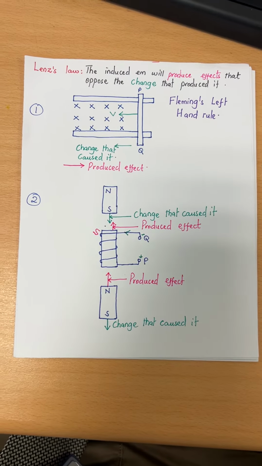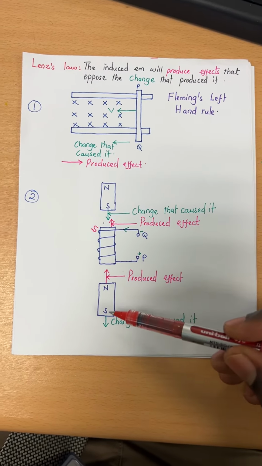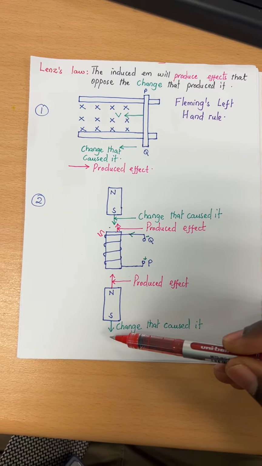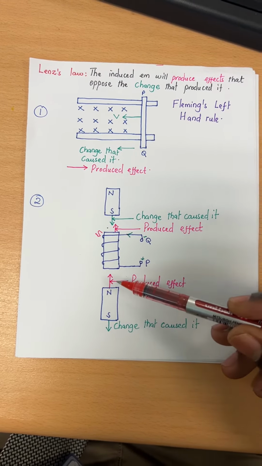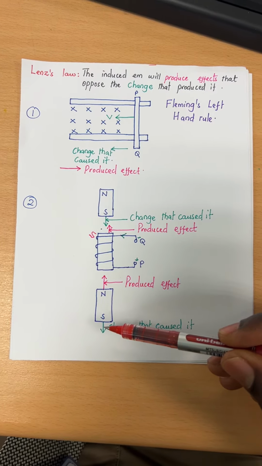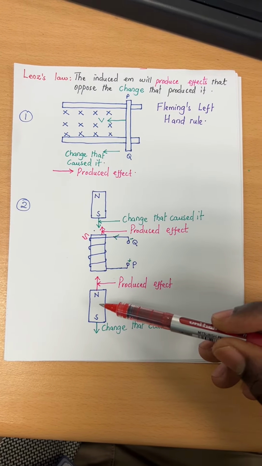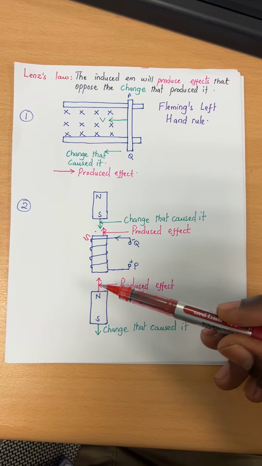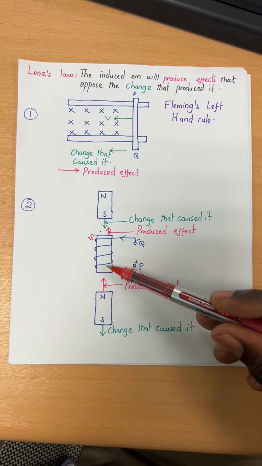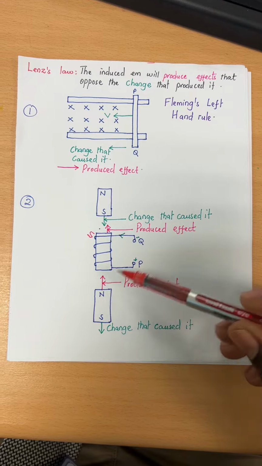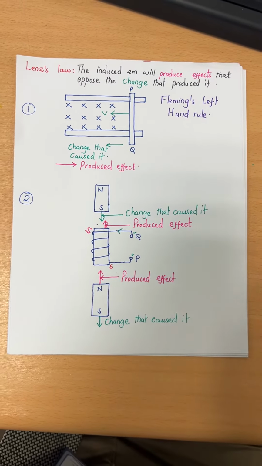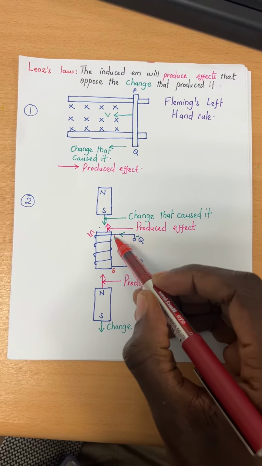Now let's look at the situation when it is down here. When it is down, the magnet is moving away, so that is the change that is producing it. The north pole is moving away. The induced EMF must set itself so that it opposes that. It produces an effect that opposes that, and the effect produced is an upward force on the magnet. The only way that is possible is if this pole here is south, and when the pole is south, then the top one will be north.